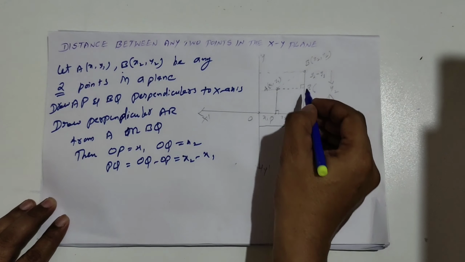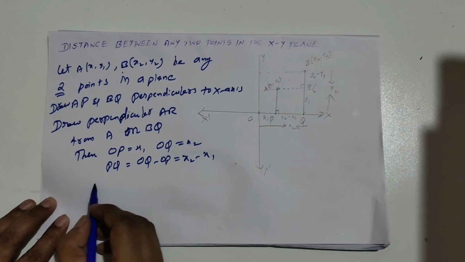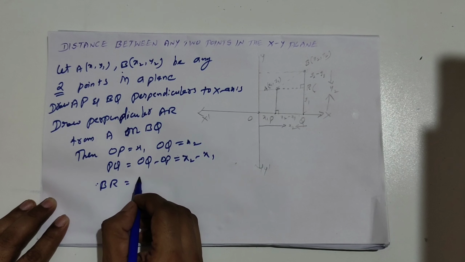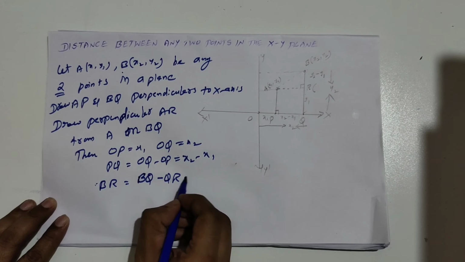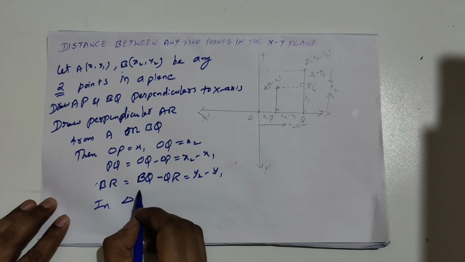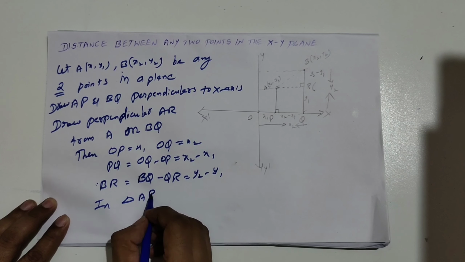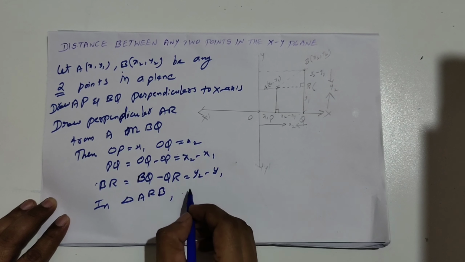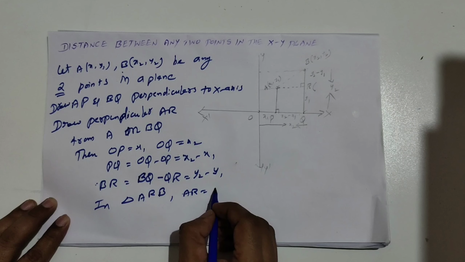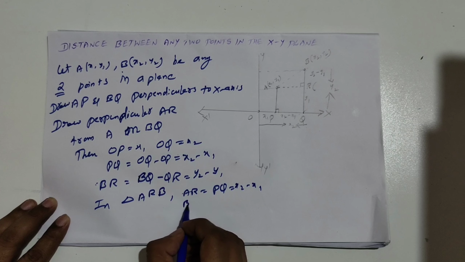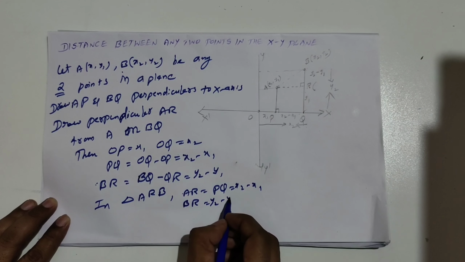So in this also, on BR, that is BR is equal to, we can write simply BQ minus QR, that is y2 minus y1. So in triangle ARB, we can get AR is equal to, that is PQ is equal to x2 minus x1, and BR is equal to simply y2 minus y1.